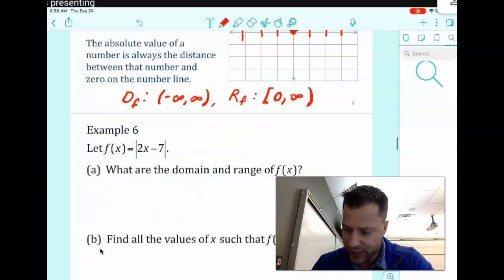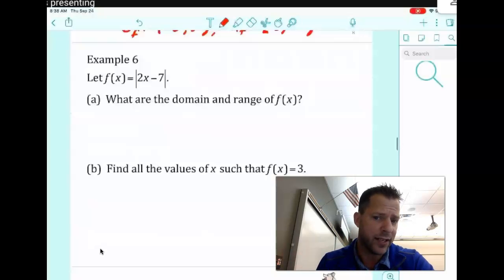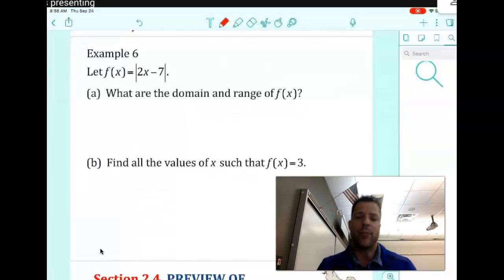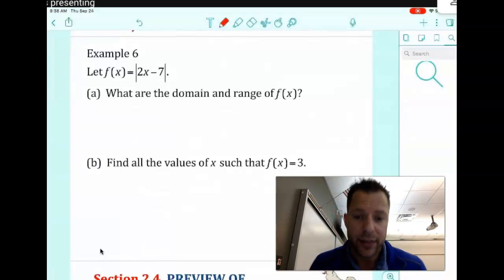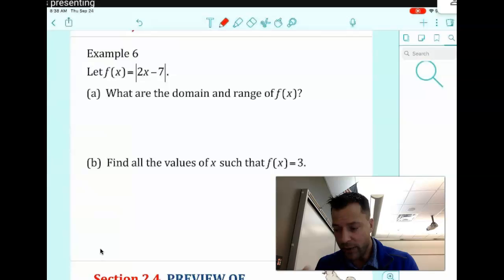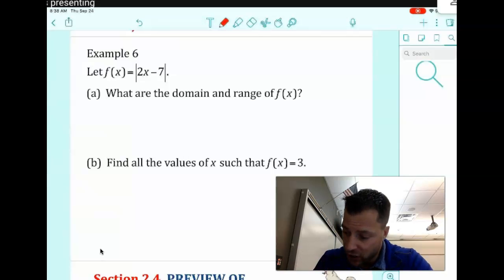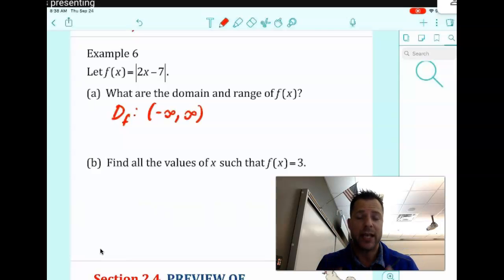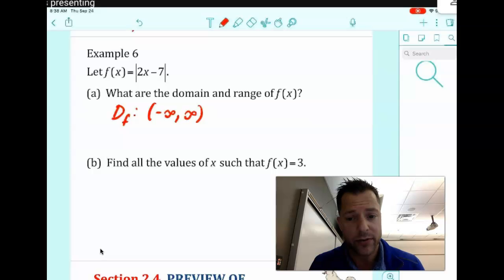So in examples 6 and 7, it's not asking us to graph this. It's asking, number 1, for the domain and range, and then to find where all the outputs are going to be 3. So when you talk about the domain, it's an absolute value function. The domain of this function is all real numbers, right? If it's an absolute value function, the domain is always going to be all real numbers. Okay, I just showed you the parent function up there.